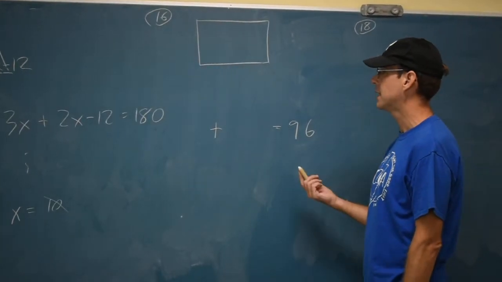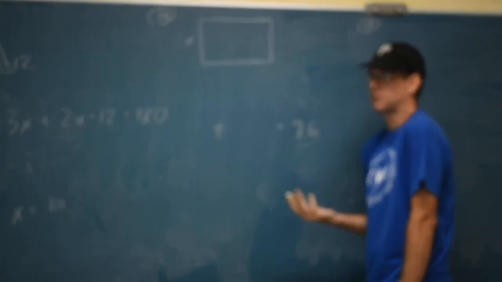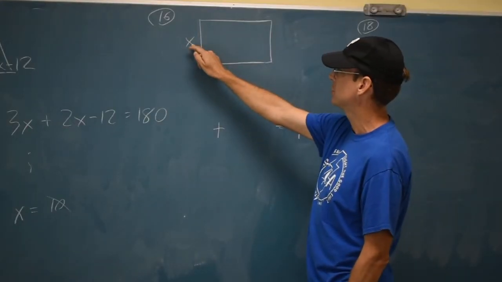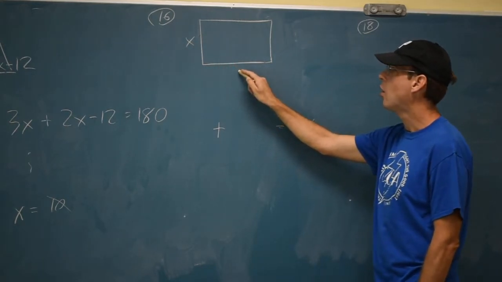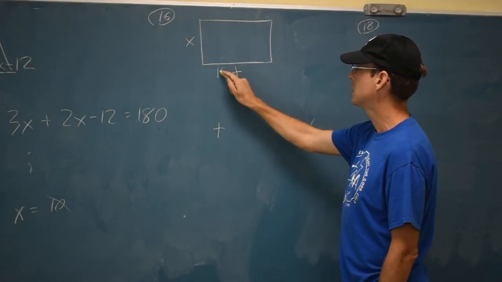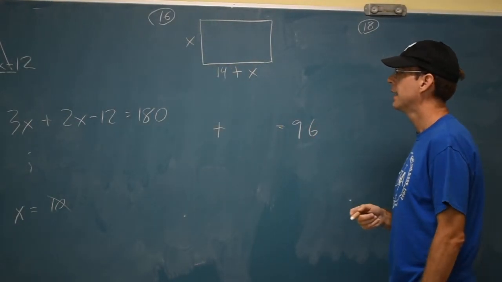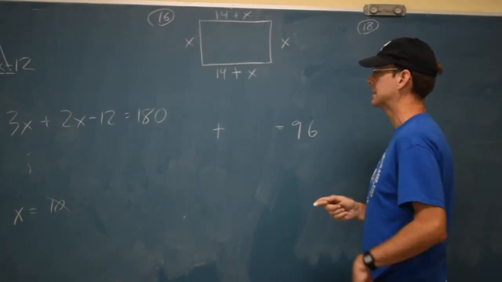So there's always some sort of a thing on your picture that you want to just call X, just to get yourself started. Just pick a letter, any letter, throw it on your picture. I threw that on the shorter side, but it's not super important either. The longer one was 14 more. More is an add word. So this is going to be 14 more than an X. And then the way rectangles work, this would be a match for the original X. This would be a match for the 14 plus X.